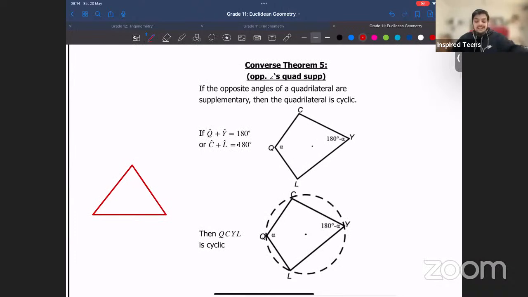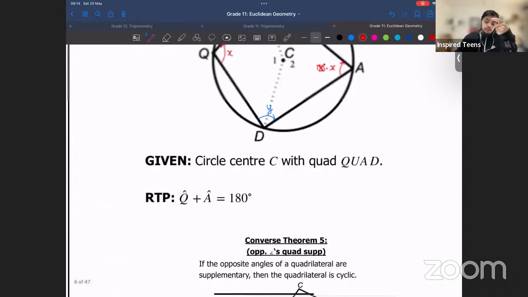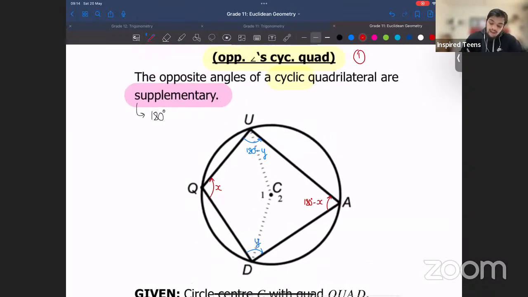So all converse theorems are basically the theorem but backwards. Whatever was implied in this case, opposite angles of a cyclic quadrilateral are supplementary, requires you to have a cyclic quadrilateral first. It requires you to have a cyclic quadrilateral first, and then you can use the theorem to say, since this is a cyclic quadrilateral, its opposite angles are supplementary. So therefore, I can follow the rule that if this is Y, this is 180 minus Y.